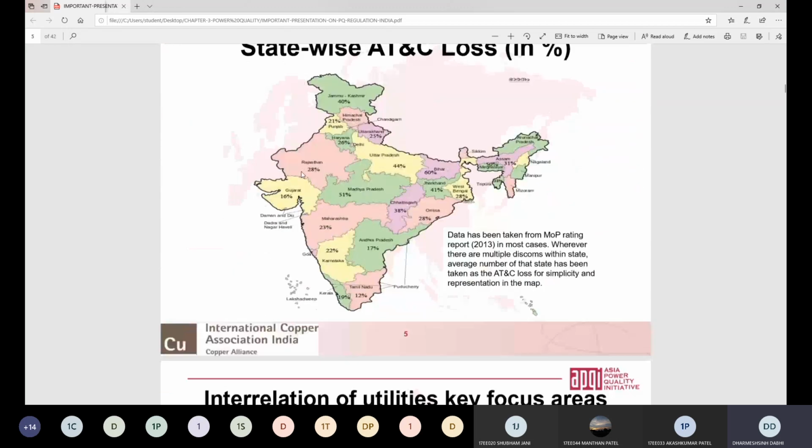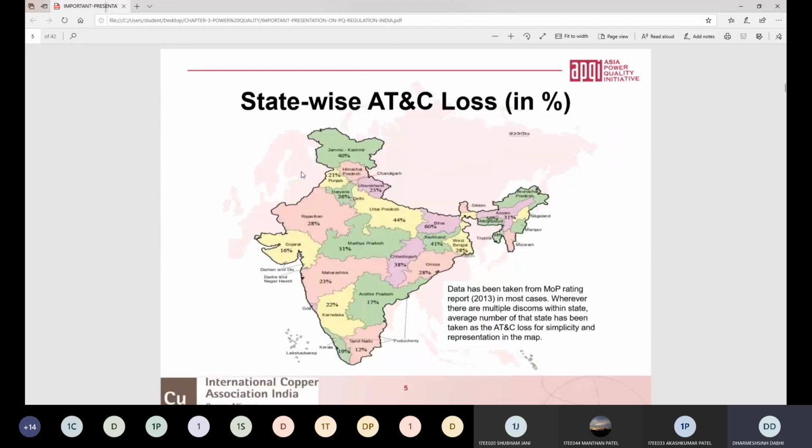So you see the state-wise AT&C losses in percentage. This is a report of 2013. Maybe today these losses are higher or lower compared to this. You can see that in Gujarat there are 16% AT&C losses. In Madhya Pradesh, 51% AT&C losses. Very huge loss. In Bihar, 60% loss. Clear? So in some of the states, AT&C losses are very high.